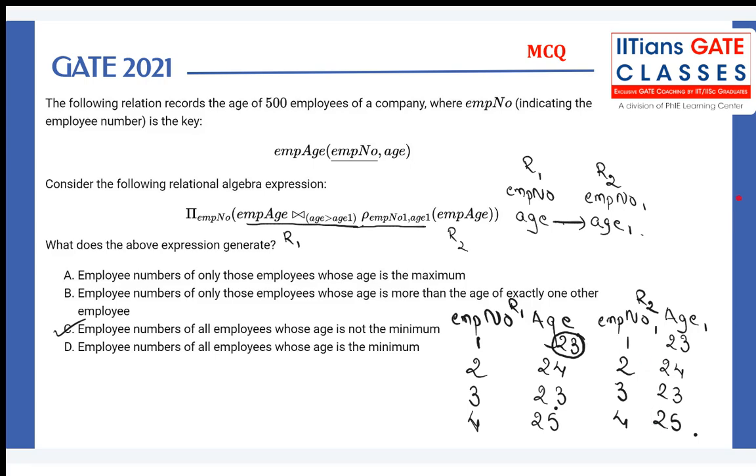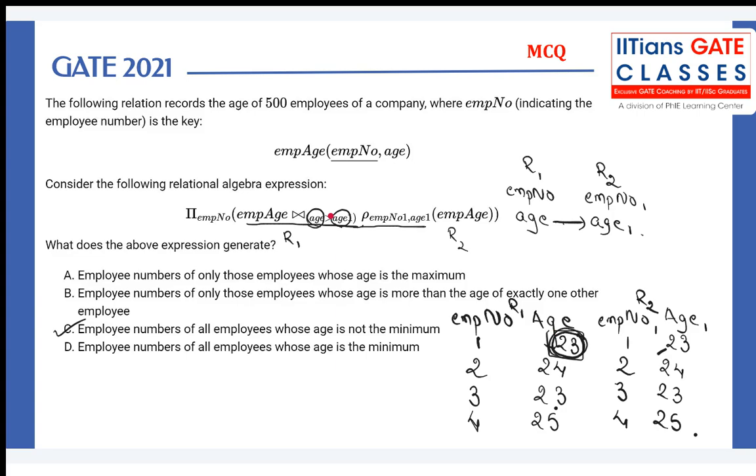Is the age 23 greater than any age? Can you see any age in R2 where the age is more than, sorry. What I'm trying to say is, look at the first row of R1. Age is 23. Is there any age in R2 which is less than that, such that the condition that age is greater than age 1 will become true?